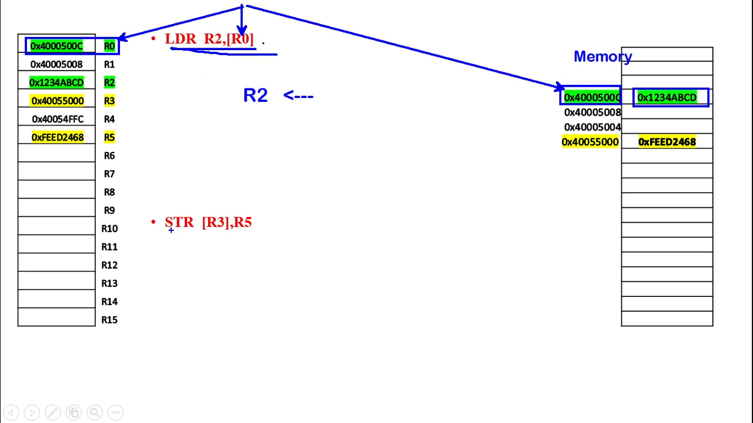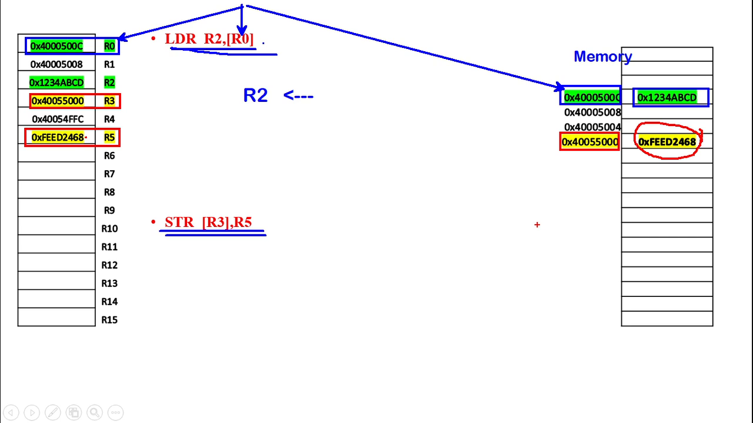Similar to that, the second example you can see here is STR R3, R5. The meaning is like this: store the data from R5. Currently you can see this is R5. R5 has the value 2468, and R3 is holding 5000. R3 is pointing to a memory location. So this is my memory, and data will be moved from here to here. This 2468 data will be loaded to the memory location 55000.